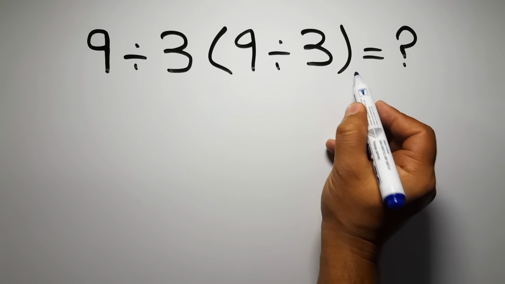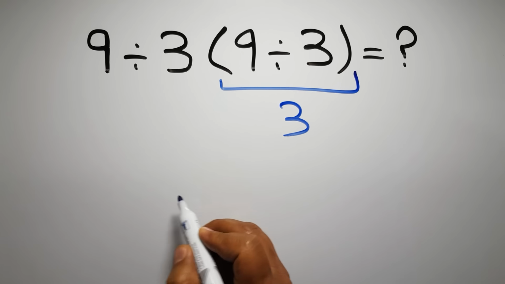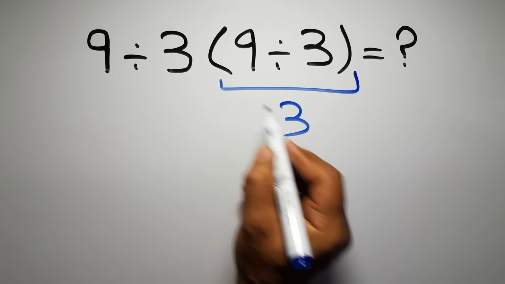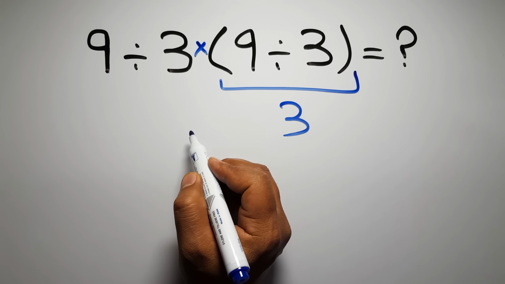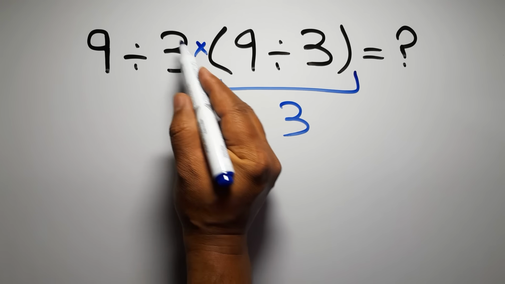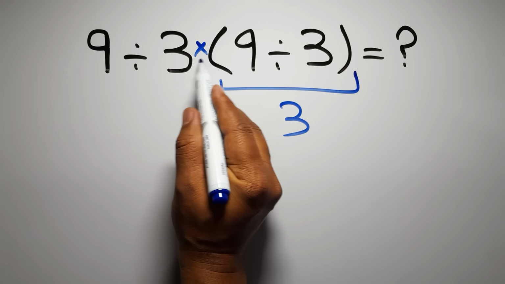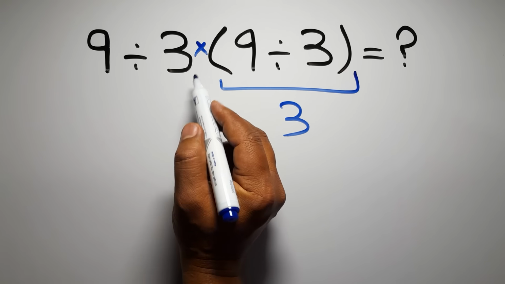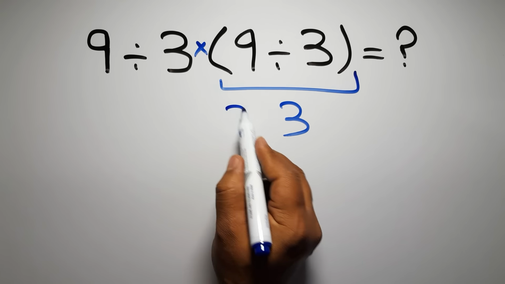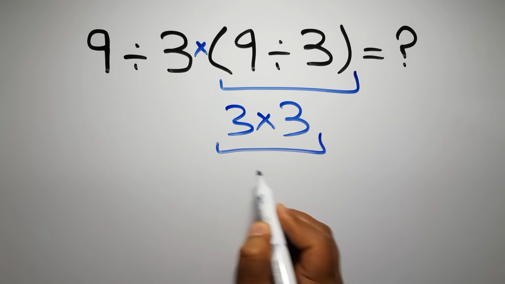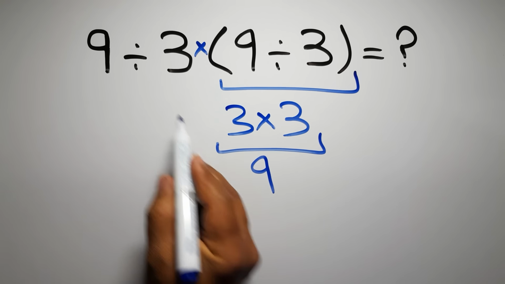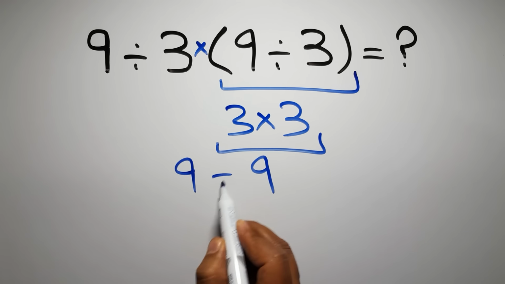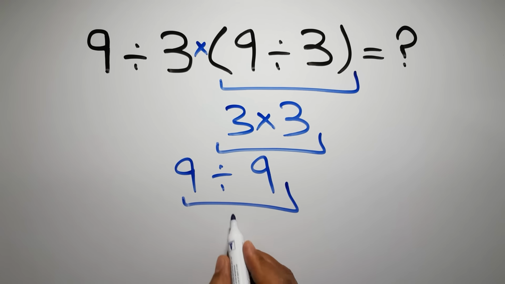9 divided by 3 gives us 3. So 3 times 3. Here we have a multiplication, because in mathematics when a number is placed next to parentheses it means multiplication, and we usually don't write the multiplication sign for brevity. So 3 times 3, which equals 9. And 9 divided by 9 gives us 1.